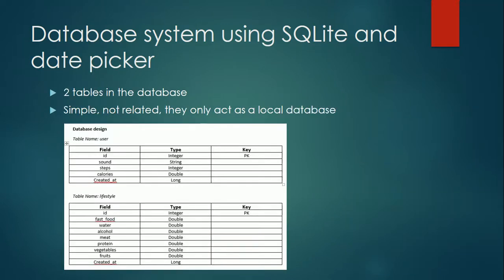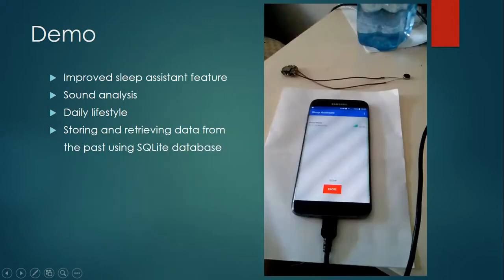So inside my database, I have 2 tables. They are very simple, not related to each other, like using a foreign key, and they only act as a local database. Now the first table is called user table. It has 5 fields, which are ID, sound, steps, calories, and the time it is created. And the second one is called lifestyle table, which has ID, fast food, water, alcohol, and so on, and the time it is created. So the next one, I will show you a demo for my app.